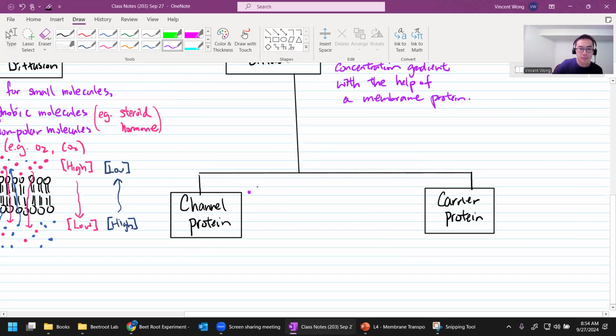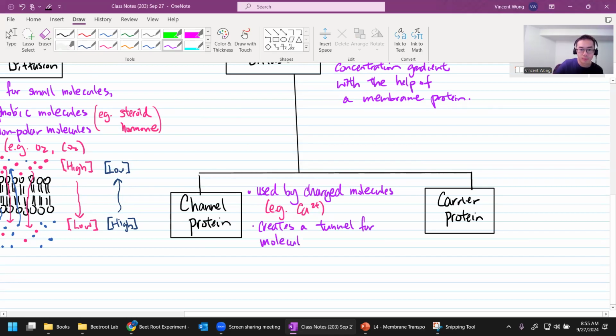Channel protein is used by charged molecules. An example of charged molecules would be, like calcium, okay? Or other type of ions, okay? Calcium 2+. Used by charged molecules. The protein creates a tunnel for molecules to pass through.